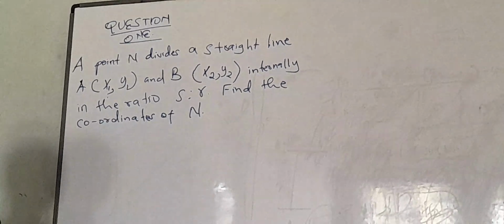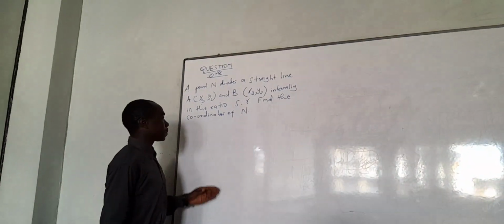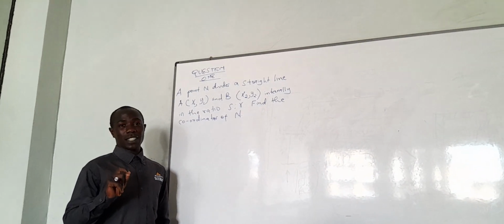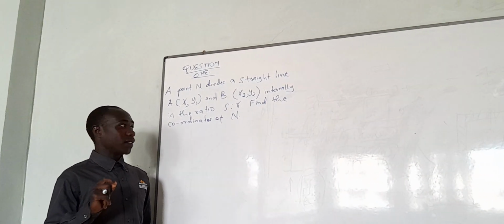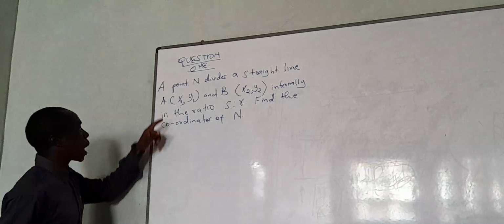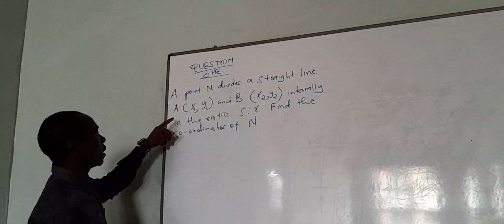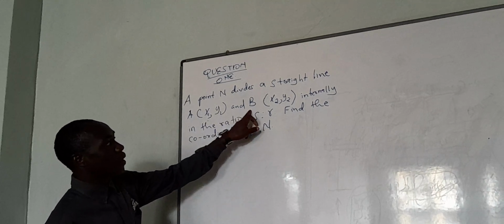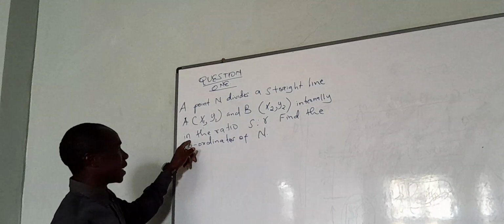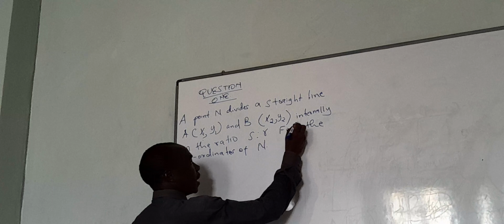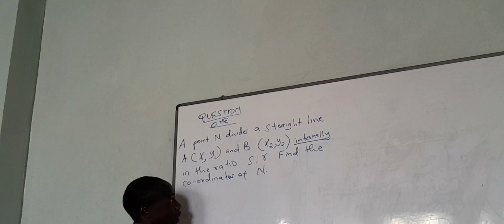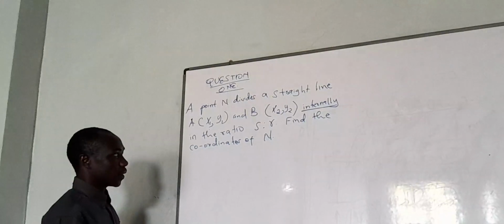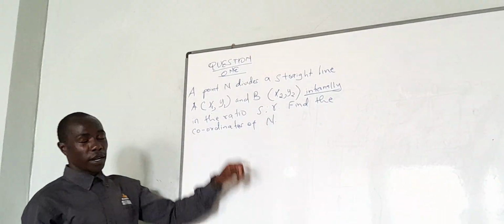Hello friends, today we're going to look at a question which you're likely to meet in geometry and linear algebra. The question reads: a point N divides a straight line A(x1, y1) and B(x2, y2) internally. So you must underline the word internally, in the ratio S to R. Then you're told to find the coordinates of N.